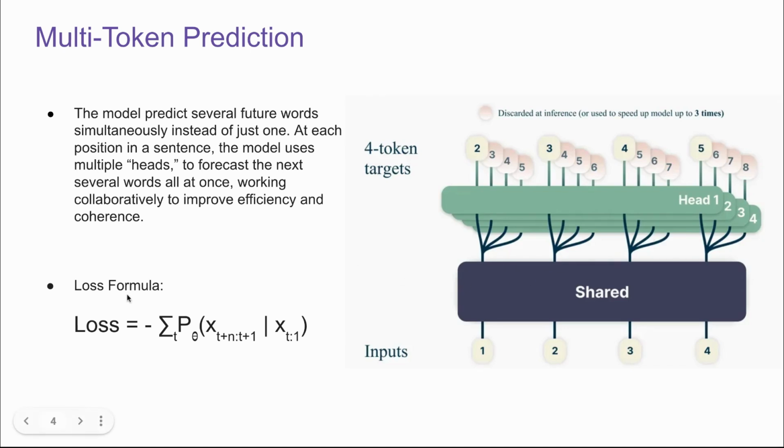So the loss formula in this case is going to be, instead of given the tokens from x1 to xt, instead of predicting xt plus 1, we want to predict xt plus 1 to t plus n. In this graph, n equals 3.